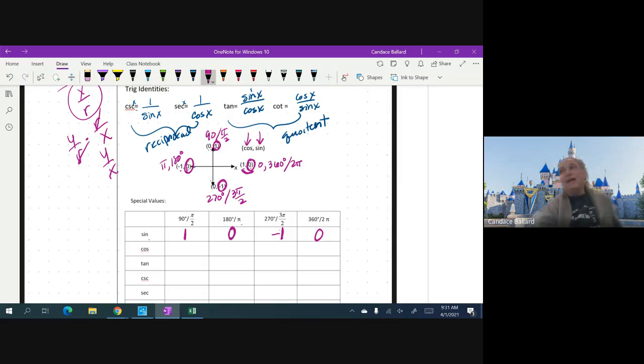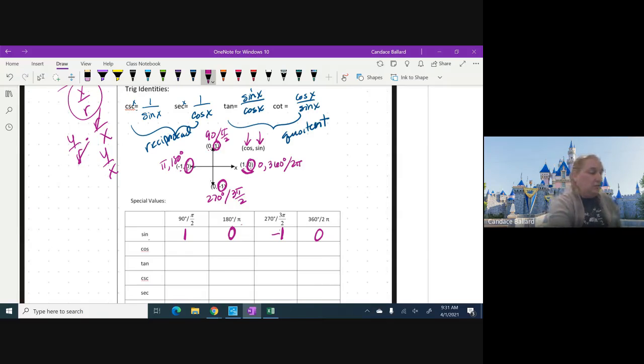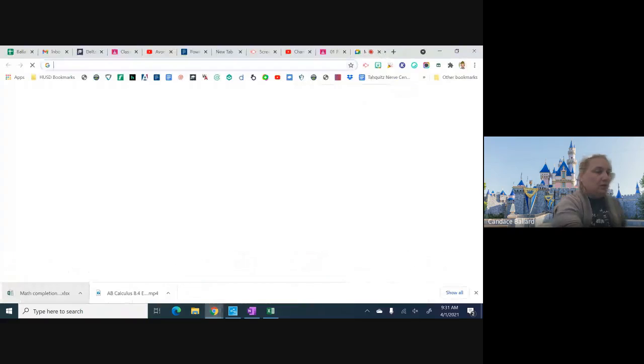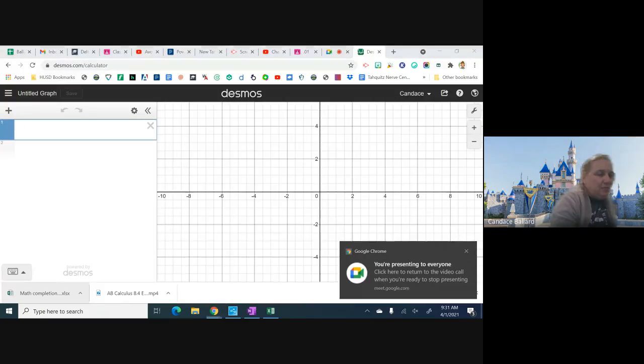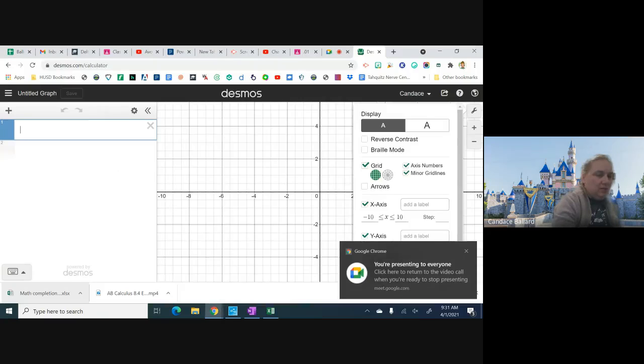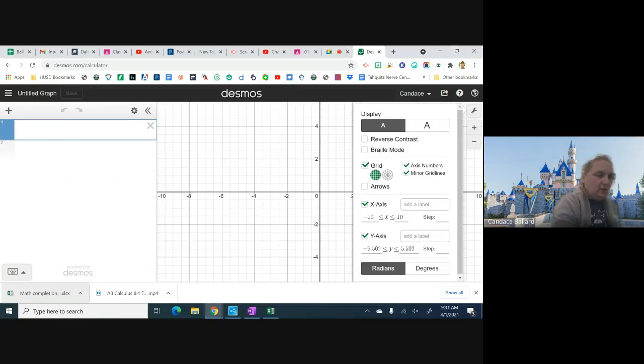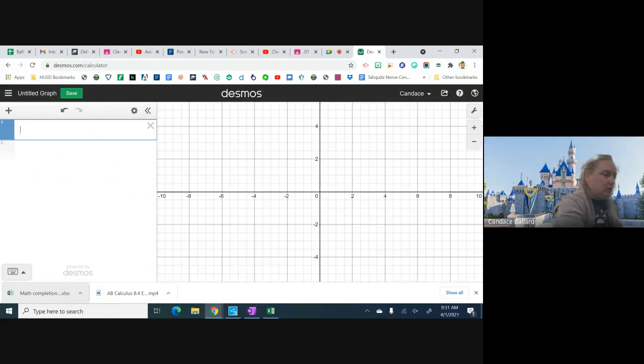Let's take that for a minute so you believe what I am saying, and let's put it into Desmos really fast. I'm just going to demo it in Desmos. I believe Desmos is in degrees, right? Let's double check. There we go. Oh, we're in radians. I'm going to switch it to degrees. So I'm going to go sine of 90. Look at what I got.